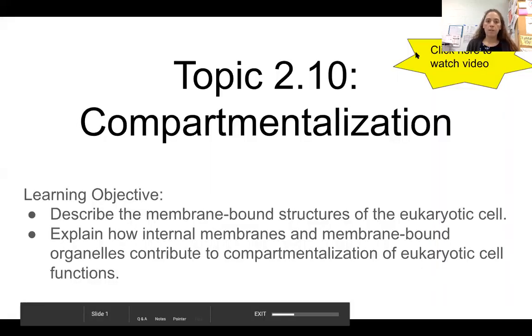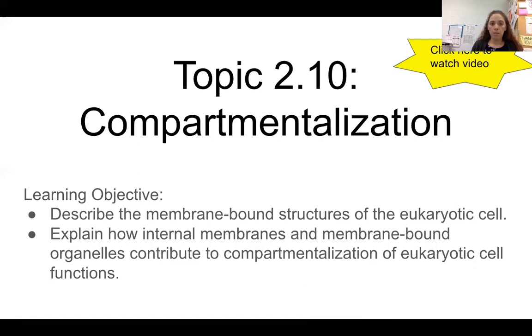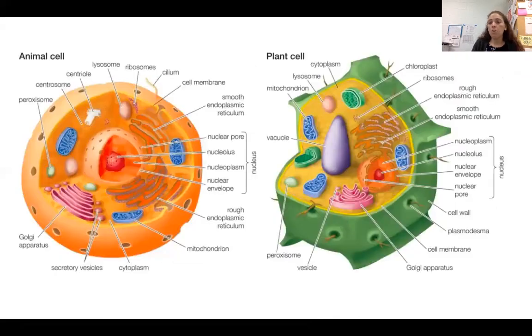And so eukaryotes, we'd said, have some special membrane-bound structures. We're going to look at just 3 of those and look at how their internal membranes and organelles contribute to this compartmentalization of our eukaryotic cell. So here are 2 typical eukaryotic cells. We have animal cells and a plant cell. Keep in mind, eukaryotes also include fungal cells and protist cells, but these are the 2 that usually show up.